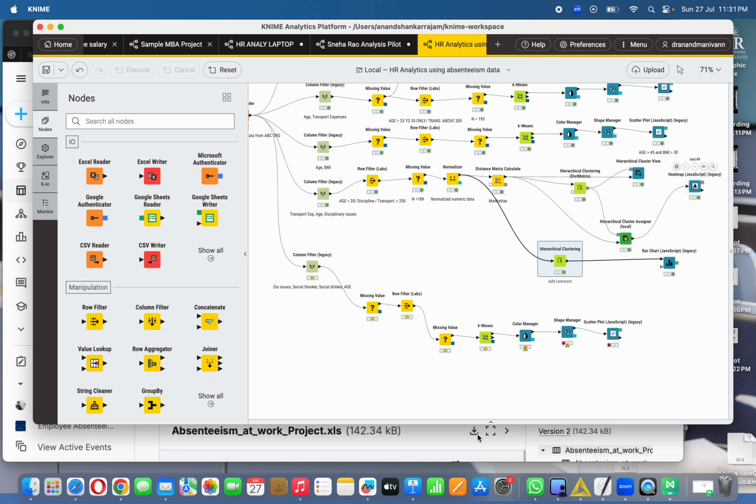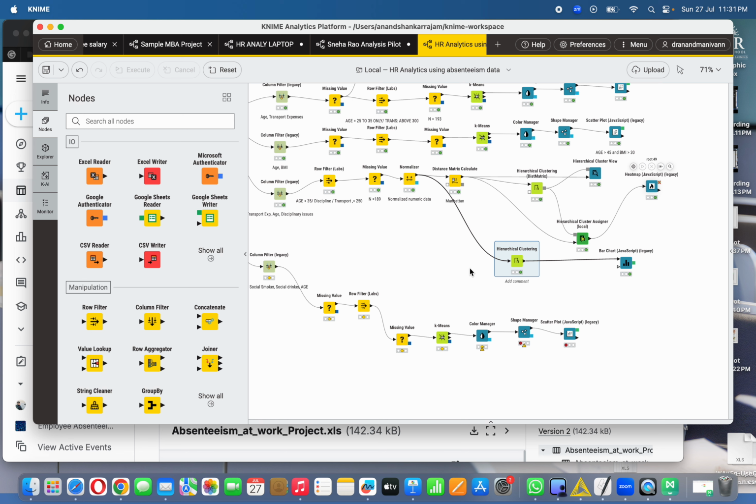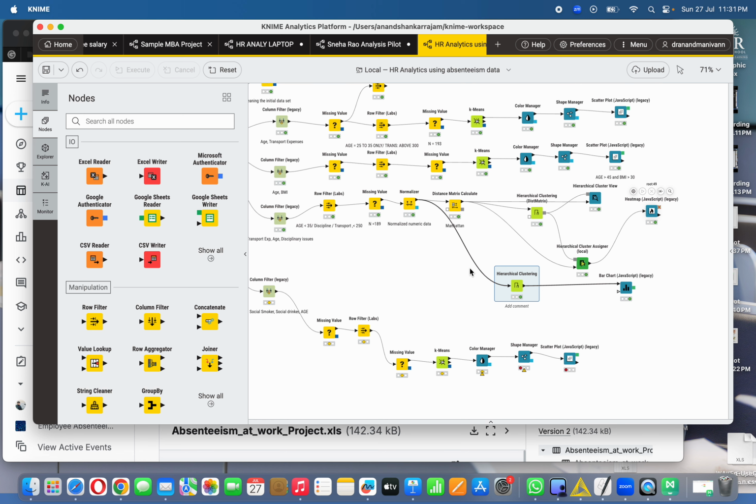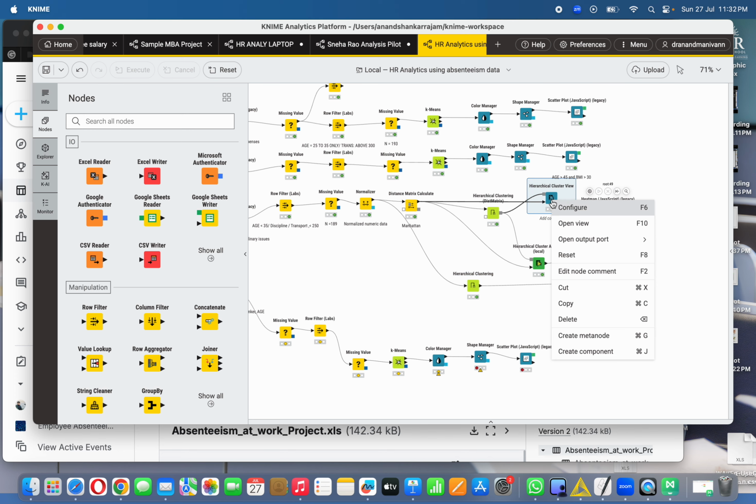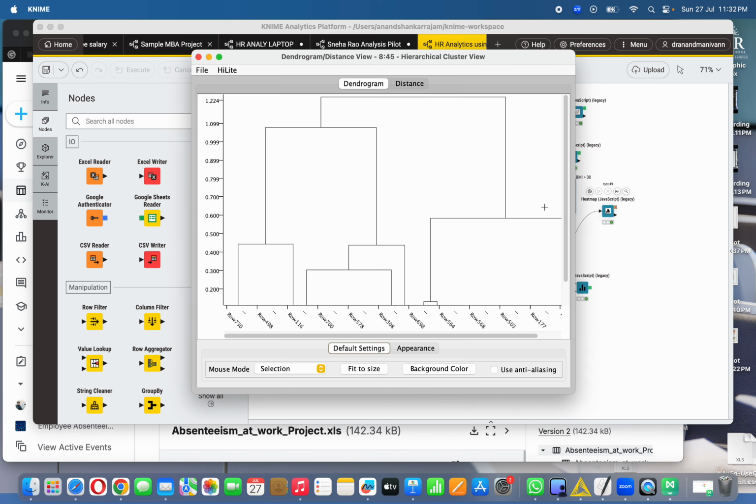So this is a video demonstration in continuation with the previous one where I was talking about the hierarchical clustering analysis using the employee absenteeism data. As you can see on the screen, I have already performed the execution part and I'm here to talk about the discussion and the strategic implications. So first, let's take the hierarchical clustering view.